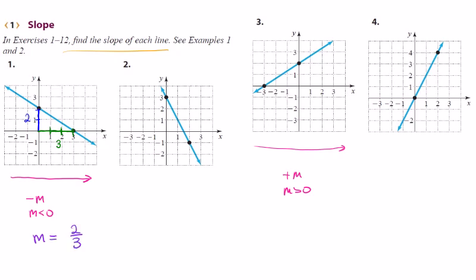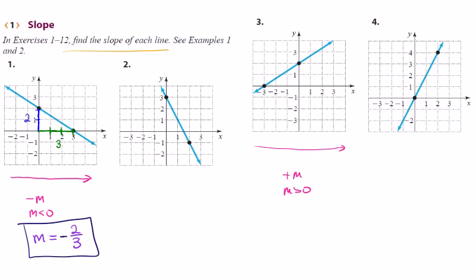But remember, we have to take into account the sign of the slope, right? So in this case, we have a negative slope because it's going down. So we have to make sure we put that negative in there. All right. So that's our answer. M equals -2 over 3. So it's that easy, right? Just identifying how far it goes up or down versus how far it goes left or right.